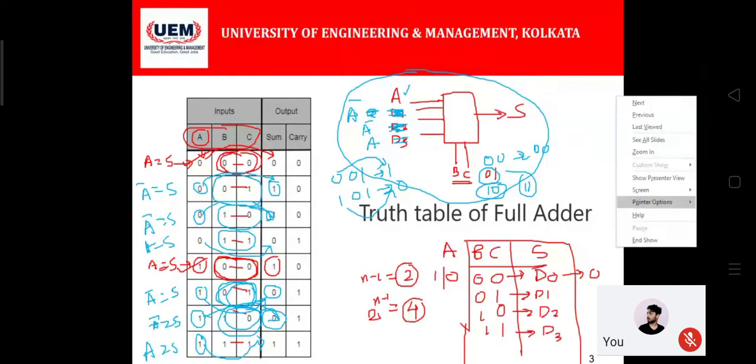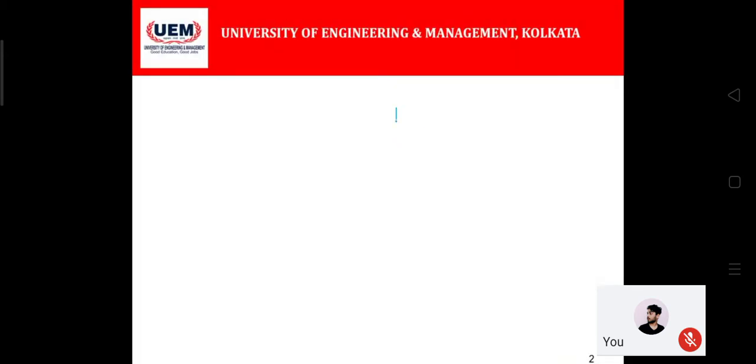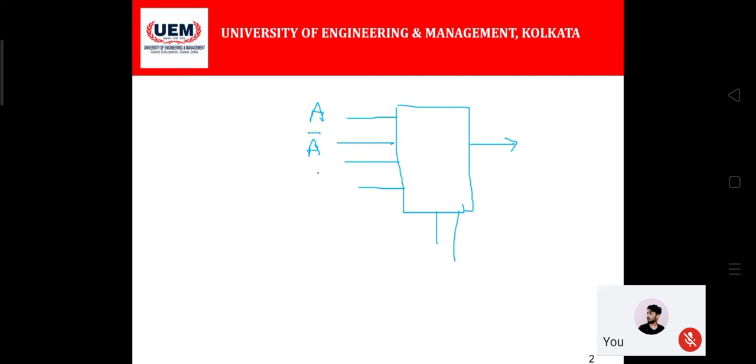So let us try to generate the multiplexer that will be used for generation of the full adder's sum part. It will have two select lines and four input lines. So it will be A bar, A bar, and A, with the select lines as BC, and this becomes the sum part.